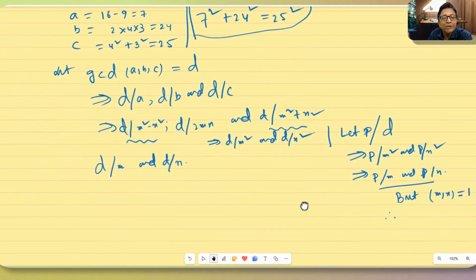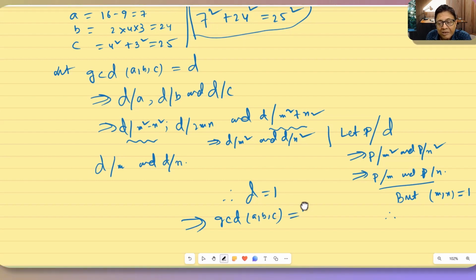So D must be equal to what? D must be equal to 1. So therefore D must be equal to 1. This implies GCD of A, B, C is equal to 1. Okay? This is one thing.